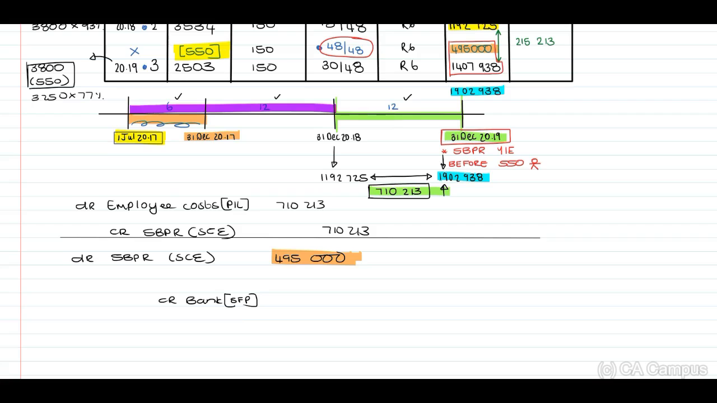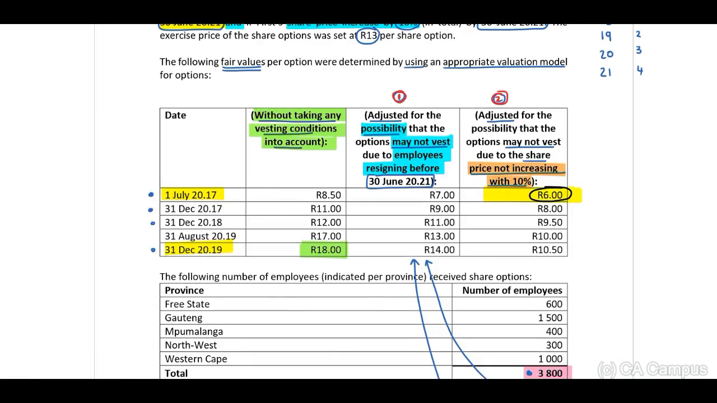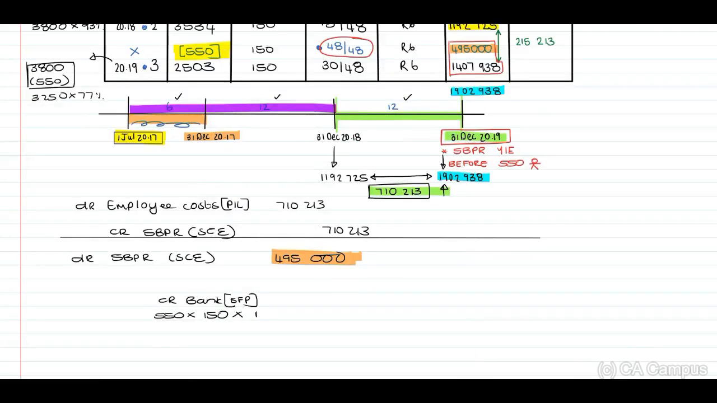We know that this will be 550 employees times 150 options times a price. They've indicated to us that they pay them 18 Rand per option. Therefore, times 18 Rand, this is the payment amount. And we have a total payment of 148,500.